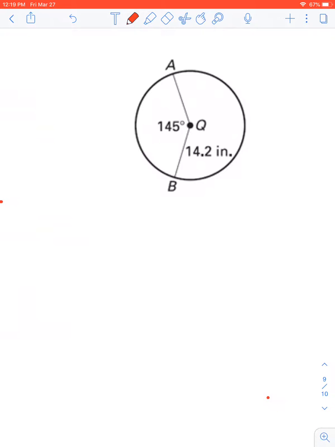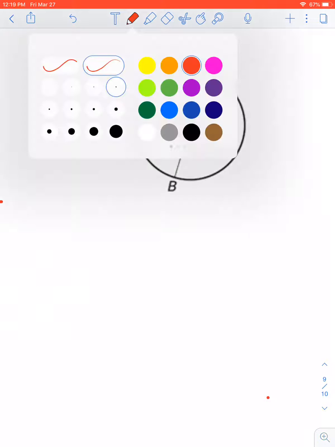If I go too fast at any point, reminder, you can stop, pause, and rewind.